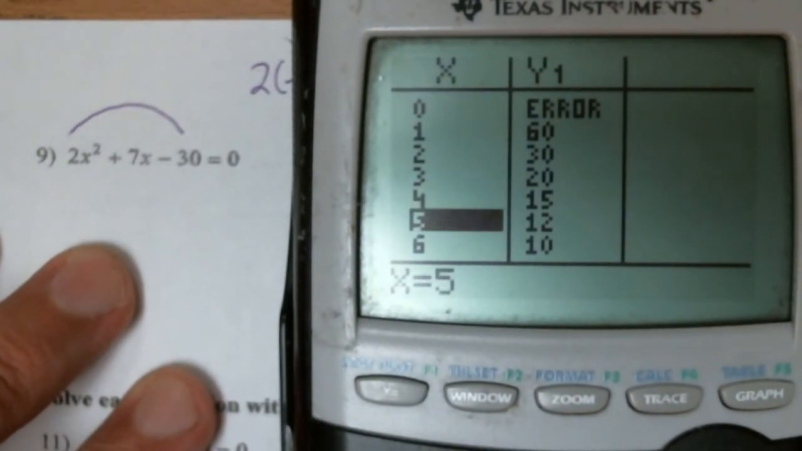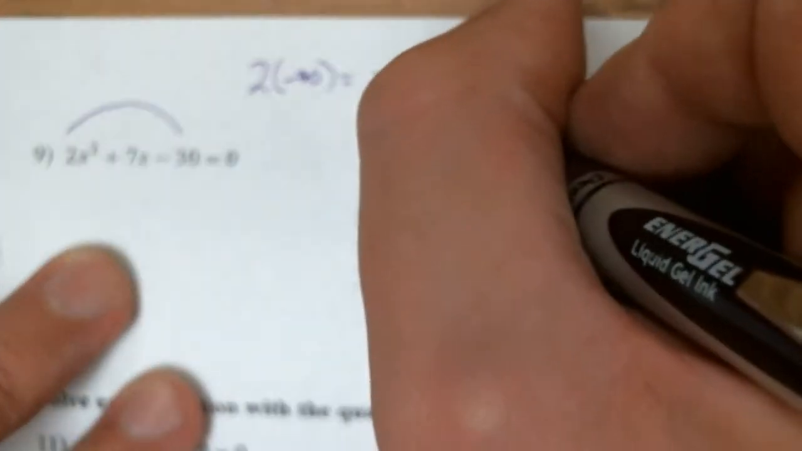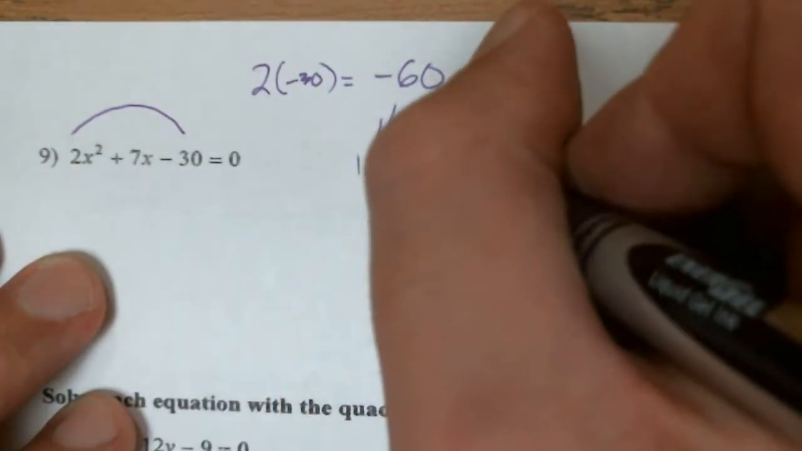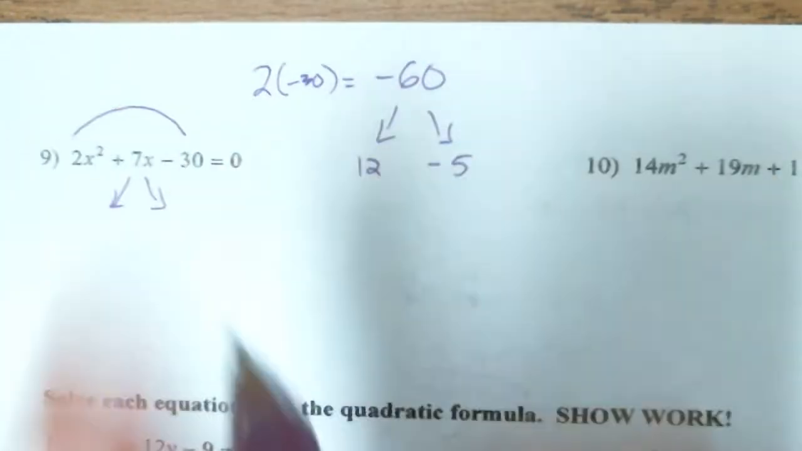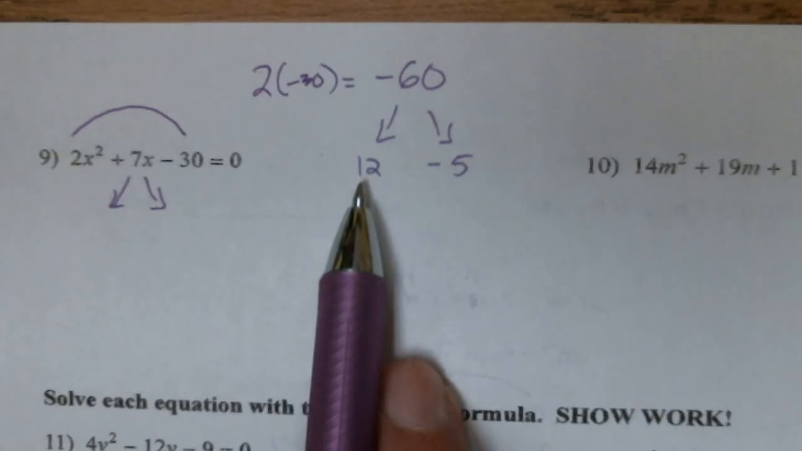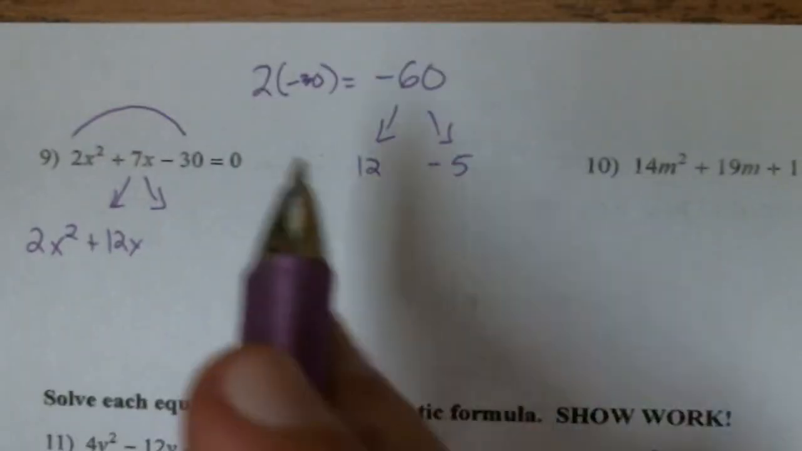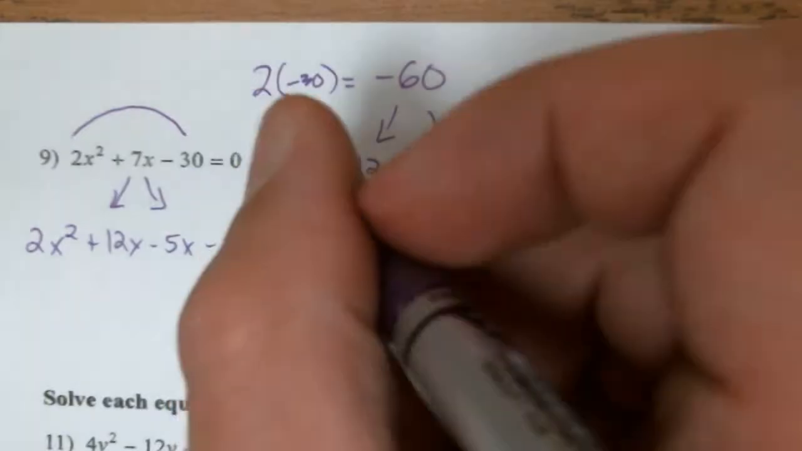7 apart. Here we go, 5 and 12. Okay, so this is going to break down into 5 and 12. Since the middle term is positive, that's going to be a positive 12 and a negative 5. All right, so let's split this middle term. Where do you want to put the 12? Let's put it with a 2. Doesn't really matter. 2x squared plus 12x, and then minus 5x. Bring down the minus 30.